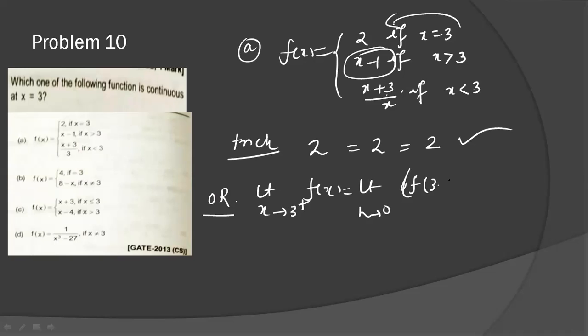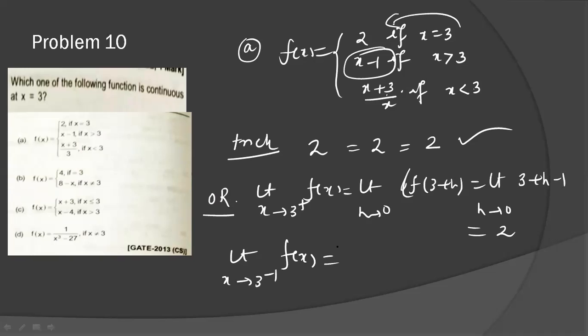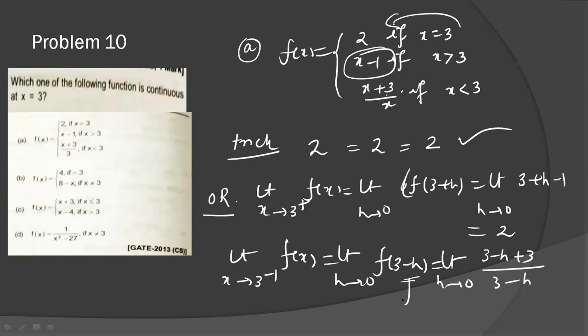So f of 3 plus h will be equal to limit h tending to 0, 3 plus h minus 1, it will give you 2 only. And if you find for x less than 3, f of 3 minus h will be limit h tending to 0, 3 minus h plus 3 upon 3 minus h. Because x is less than 3 here, we have to take this function. Now if you put h equal to 0, you will get 2. It means this function.